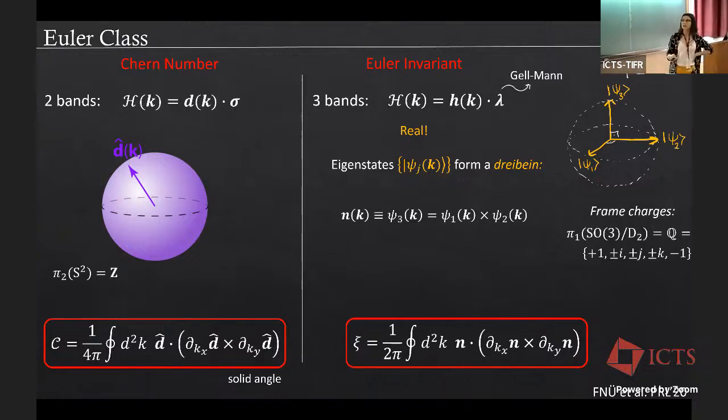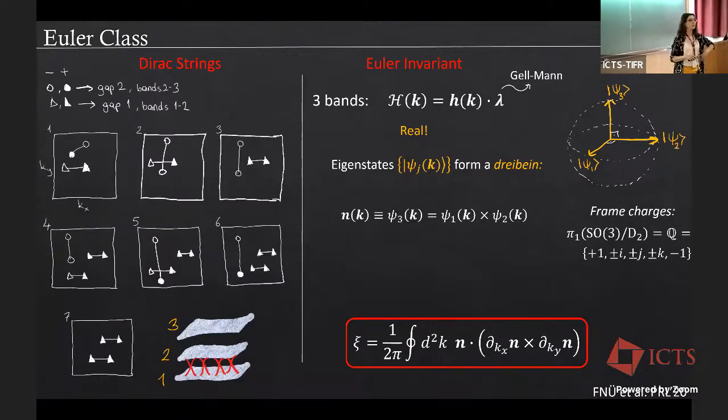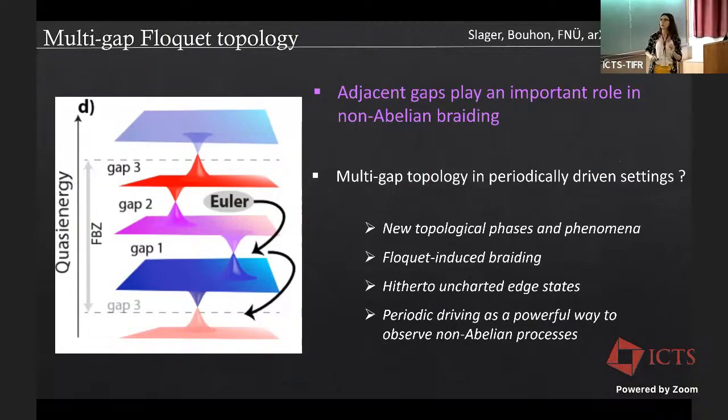So now this is how the braiding works. By the way, if you have any questions, please interrupt me. So this is how Euler class works.